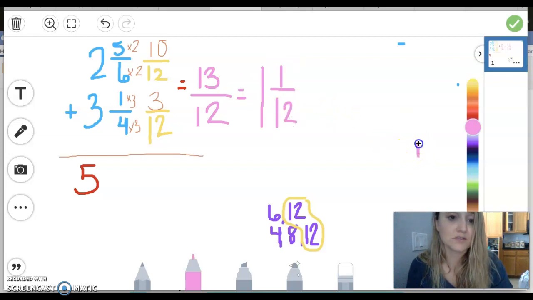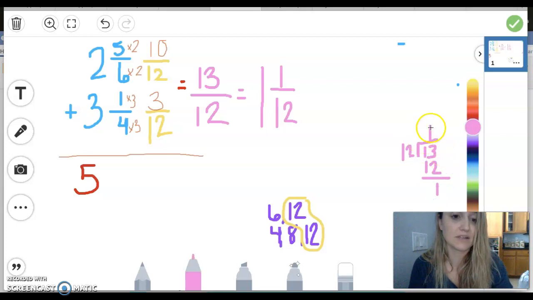If you want to also do it over here, you'd have your 13 in the house. So 12 goes into 13 once. 1 times 12 is 12, and then you'd have your remainder. So remember, this is your whole number, so this would be this number here. And then your remainder would be this number here, and the denominator stays the same.